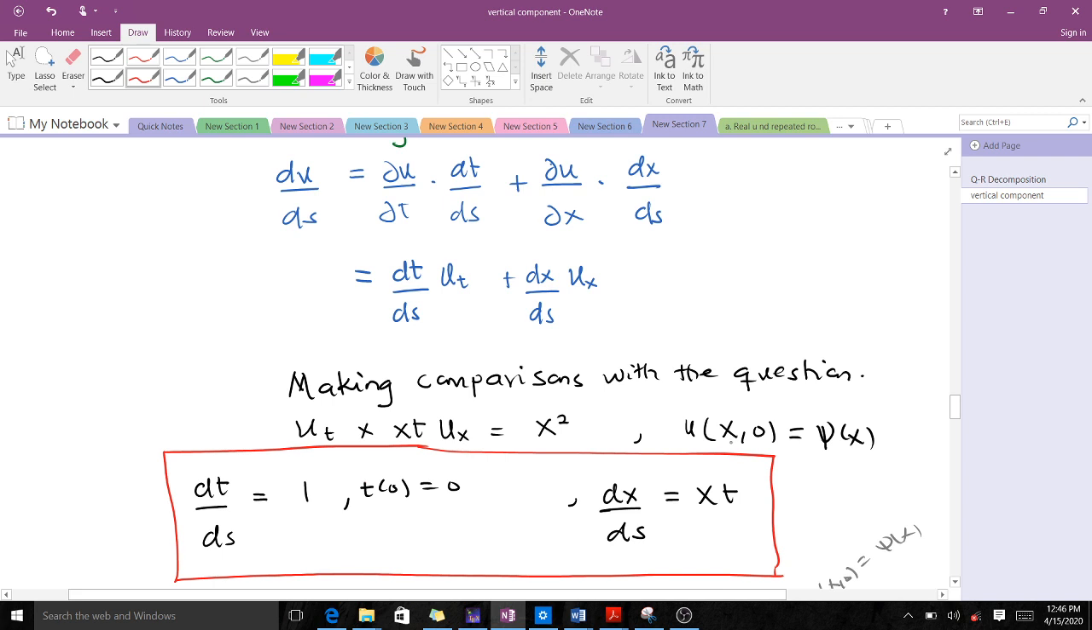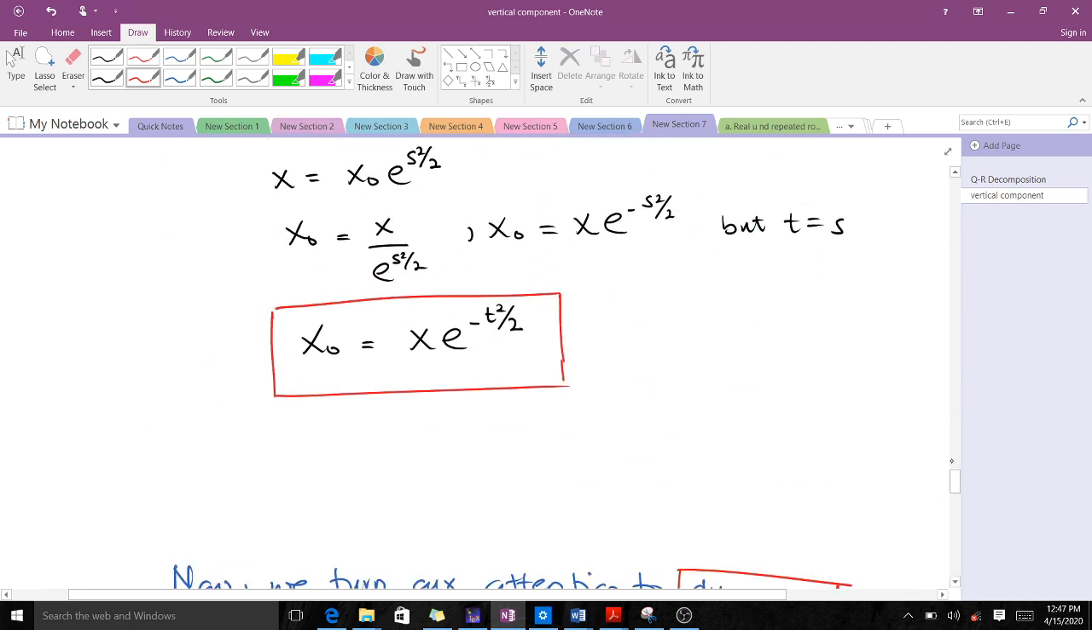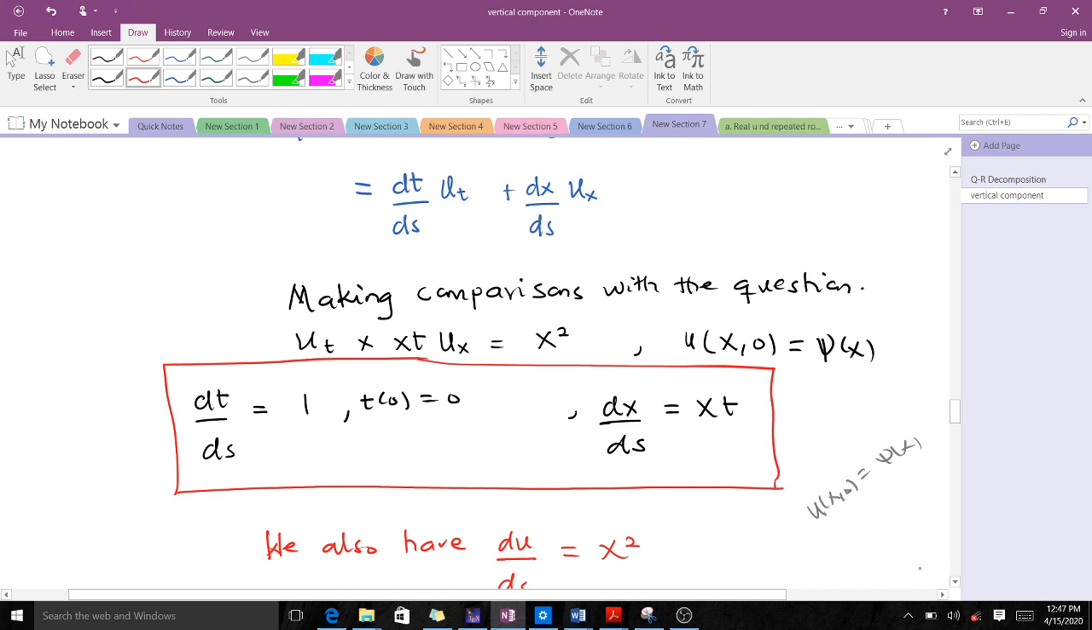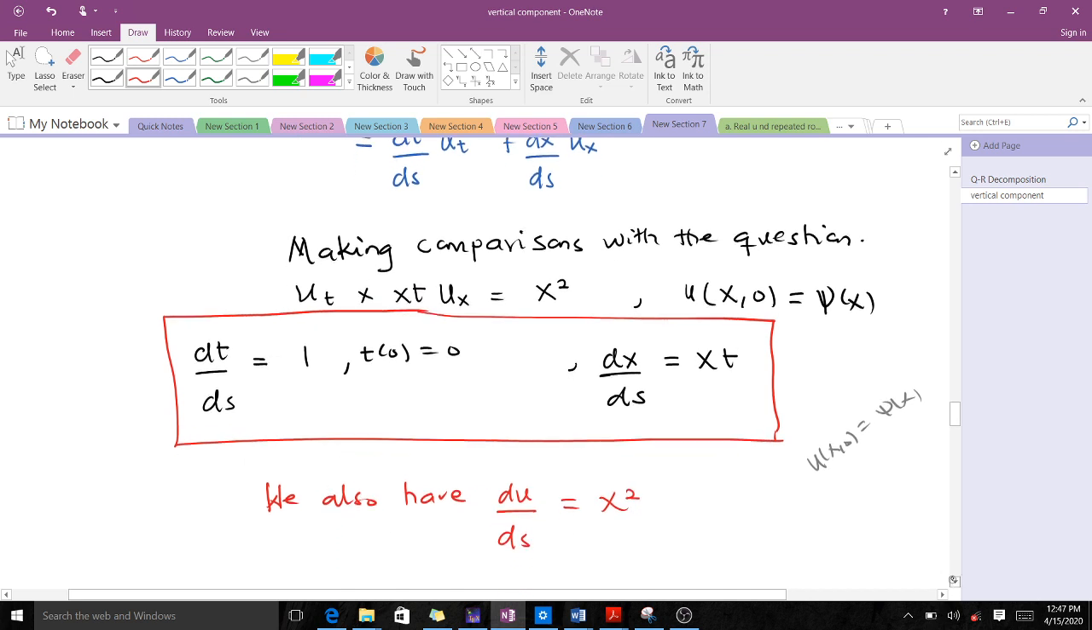You realize that the initial condition was given as u(x,0) equals 5x. There was no t component, so that means that our t(0) will be equal to 0. Sorry. So we also have du/ds equal to x squared as we said.